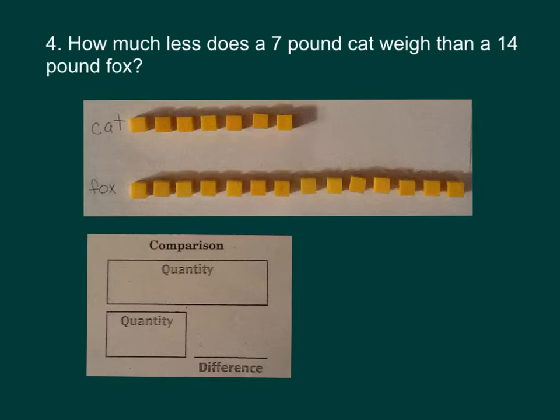So the first thing I did is I took a look and I thought, first of all, we got a quantity on the top, and I see that this is the bigger quantity, so we need to put the bigger number there, which is this 14. So I'm going to write that quantity right here, 14. The fox weighs 14 pounds. Now the other one goes in the box here that's labeled quantity. So I'm taking a look, and our other quantity is 7. So I'm going to put that here.